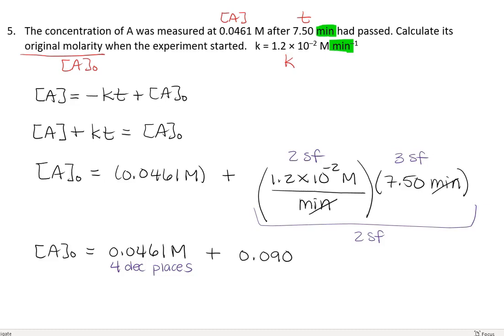The units of minutes cancel, and so we have units of molarity, which is what we need. So as I've reported it, 0.090, that's 2 sig figs, but now we need to think about what that means in decimal places, and it is 3 decimal places. So when we do the math, our final result needs to be rounded to 3 decimal places. So doing the math, we have 0.0461 plus 0.090 gives us 0.136, and that's 3 decimal places, and the units are molarity.